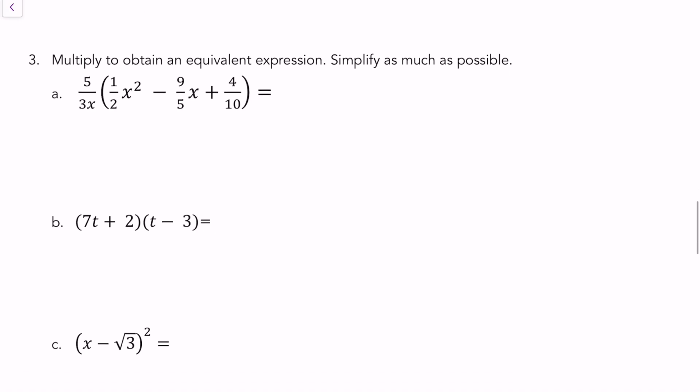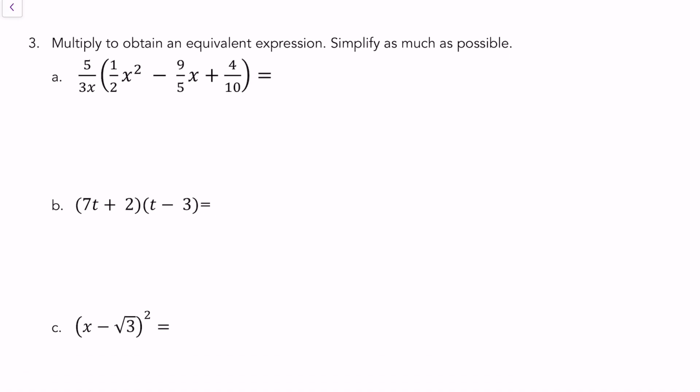All right, so for problem 3, we have to multiply to obtain an equivalent expression and then simplify as much as possible. So in this case, we're going to use the distributive law to distribute this term over here, and over here, and then we're going to simplify. It seems like we will have to use laws of exponents at some point, so let's see.